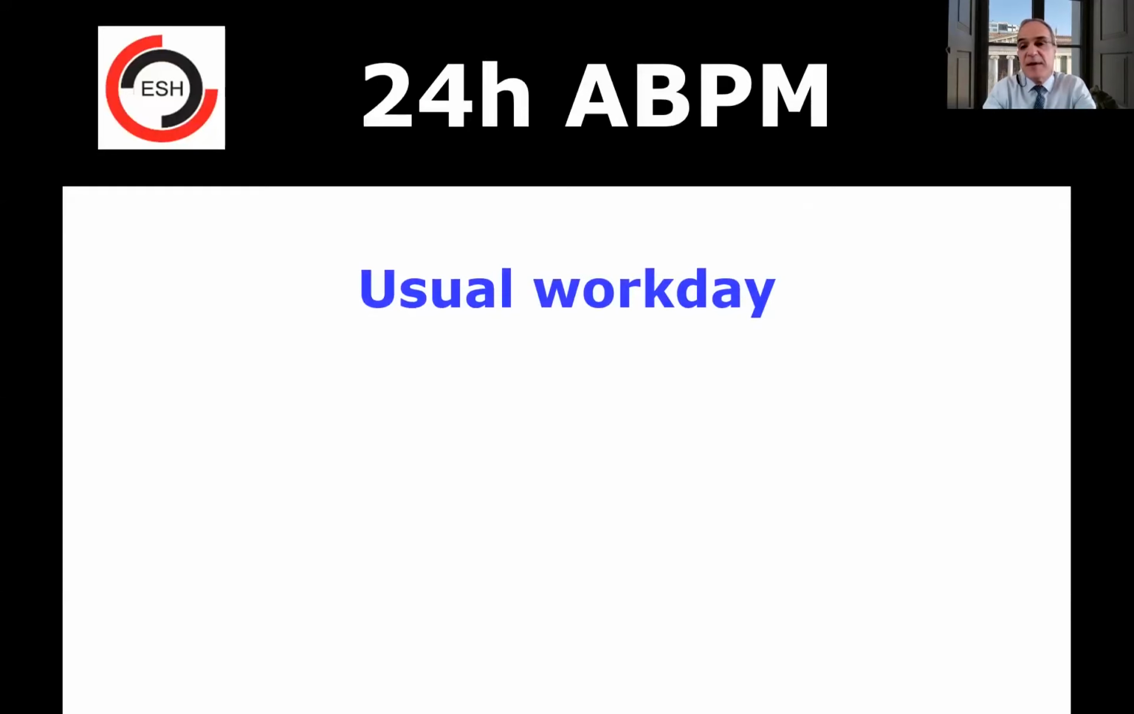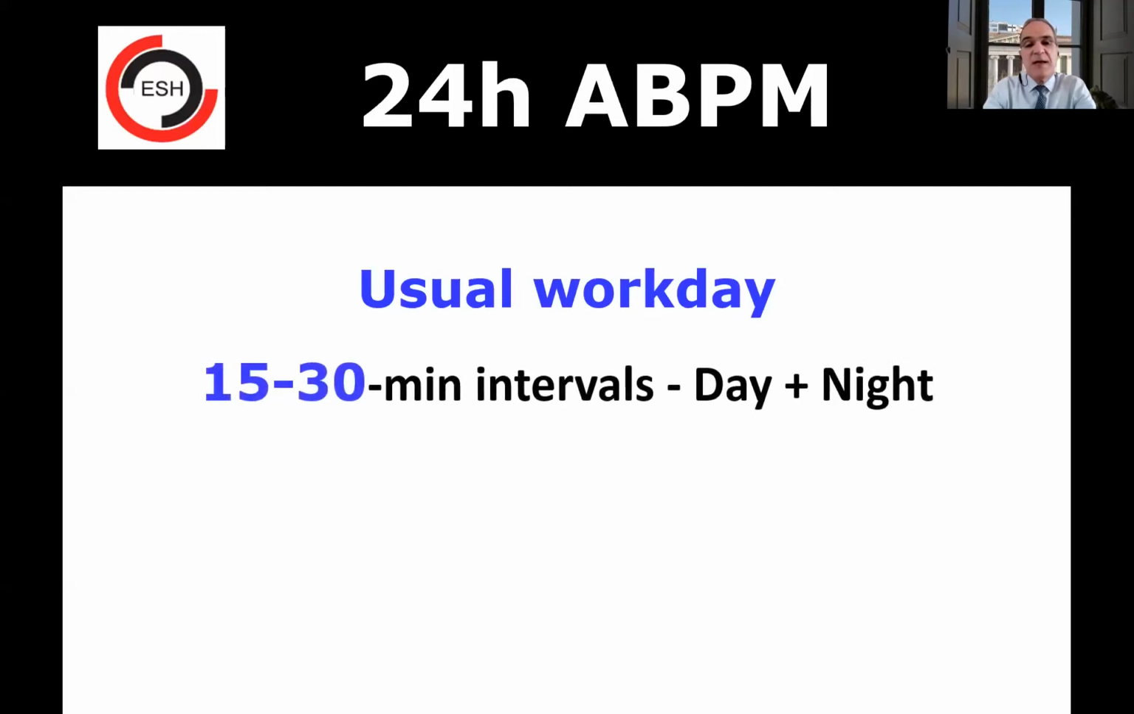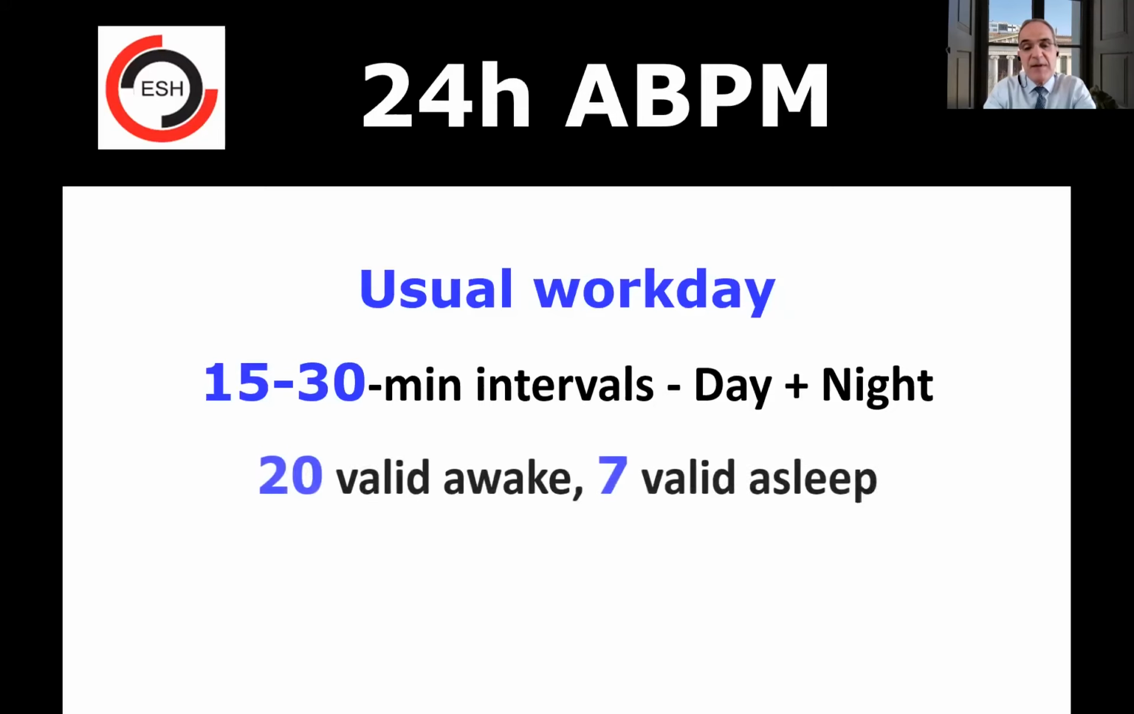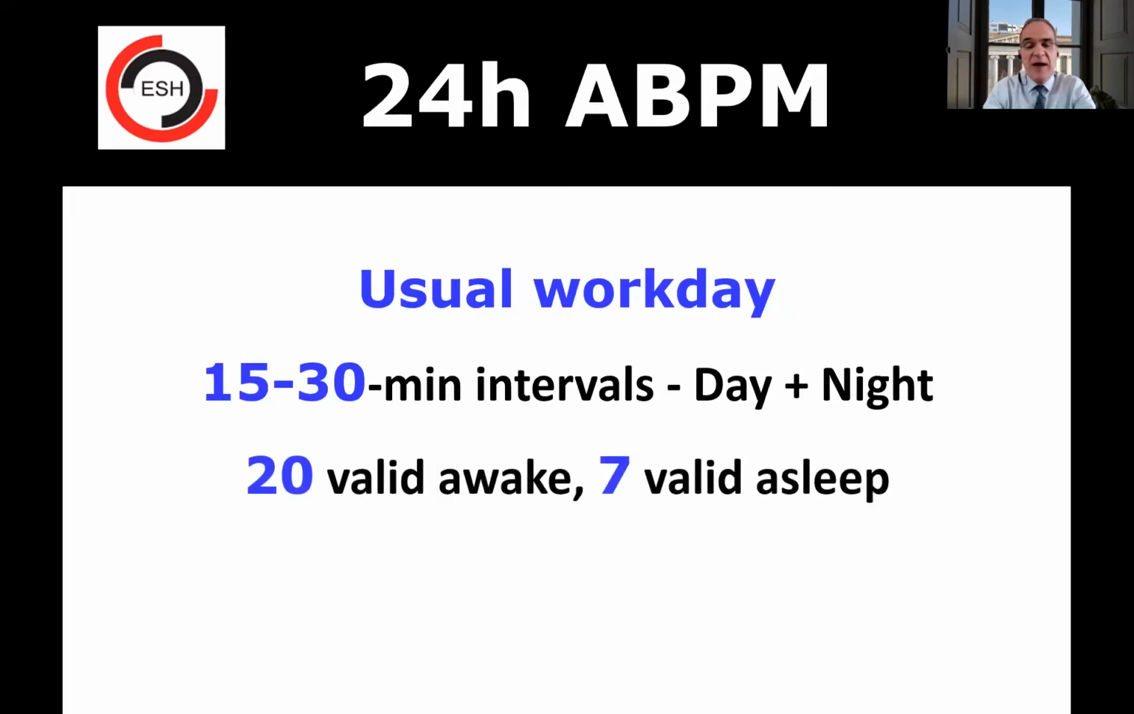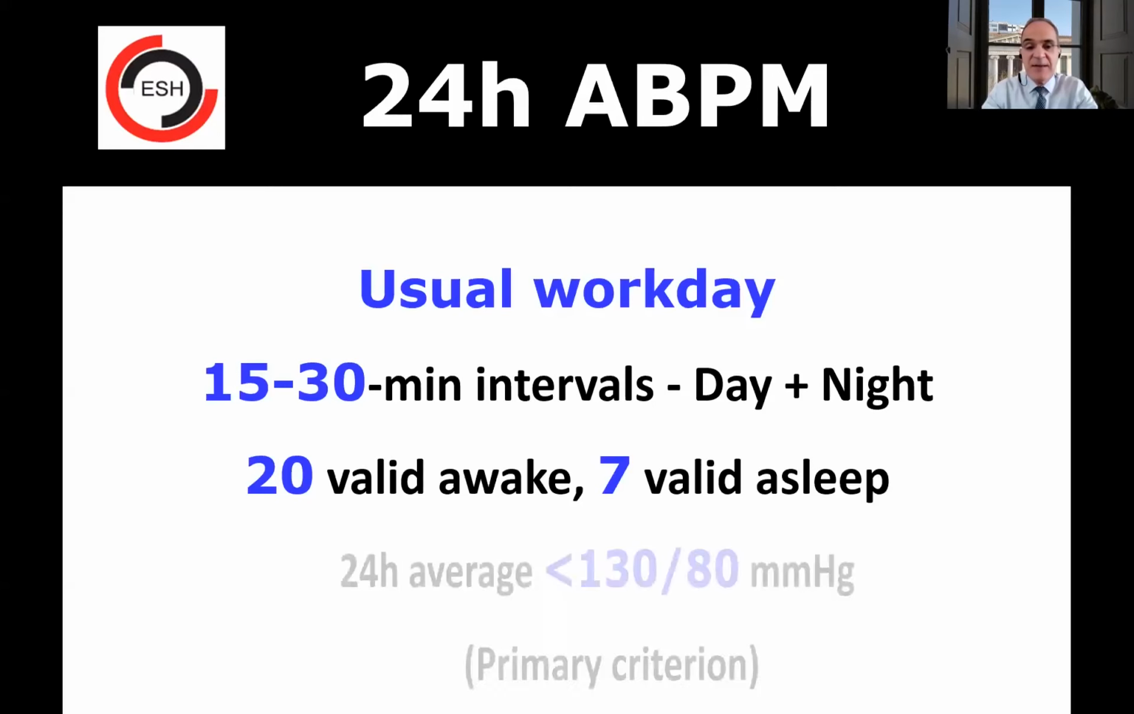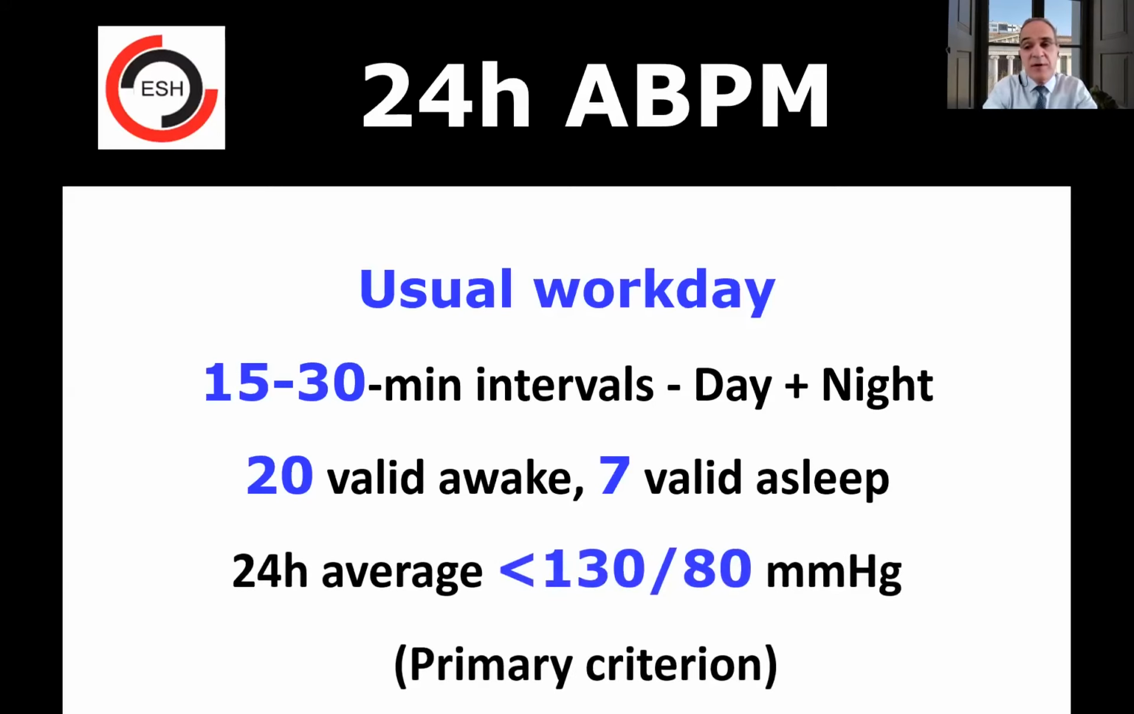We should remember that ambulatory monitoring should only be used in a usual workday. We need to take measurements at 15 to 30 minute intervals in the day, but also in the night. When the patient comes back, a 24-hour blood pressure recording is valid when we have at least 20 valid awake readings and 7 asleep readings. And the most important information is the 24-hour average.